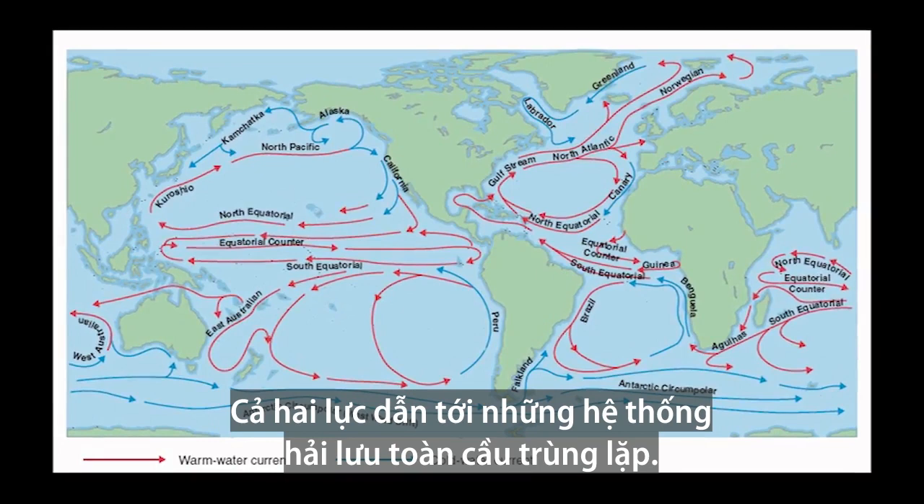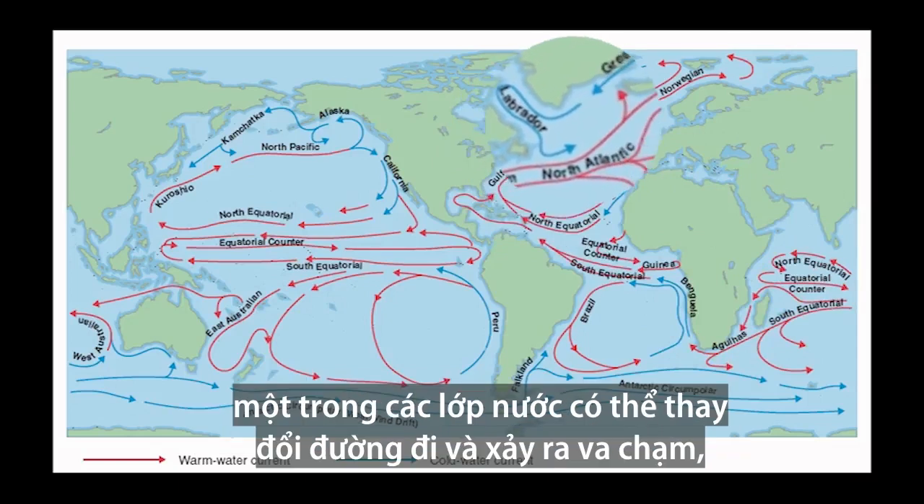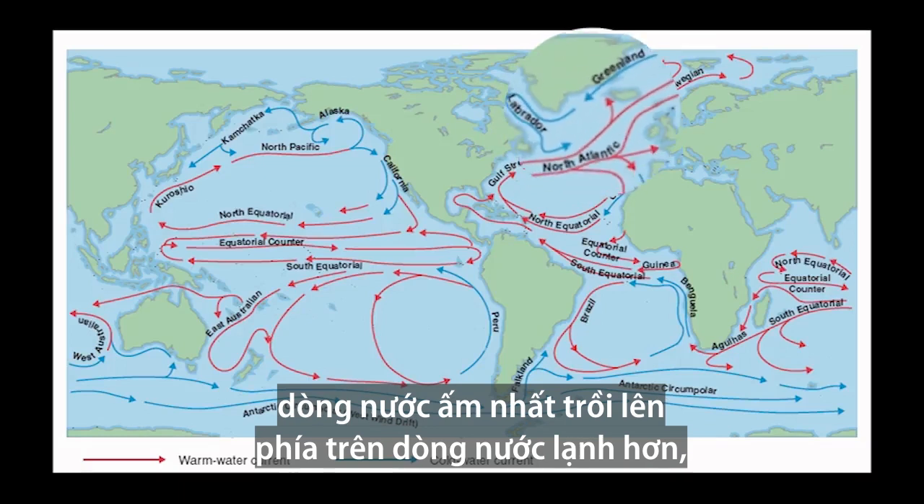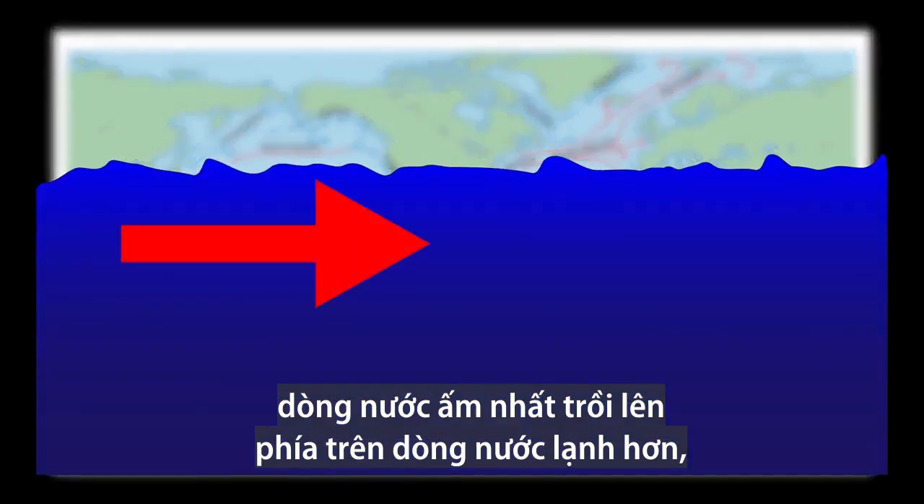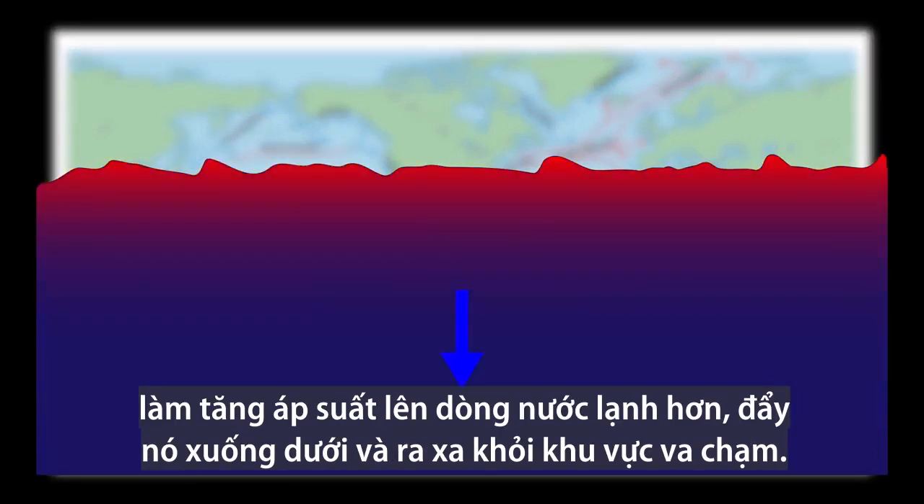Both of these forces result in largely overlapping global current systems. When the flow of the currents is interrupted by continents, islands, or ridges in the ocean floor, one of the layers may change course and go into a path of collision. The result in this scenario would be that the warmer stream shoves itself above the colder one, which subsequently increases the pressure on the colder one and pushes it down and away from the collision area.